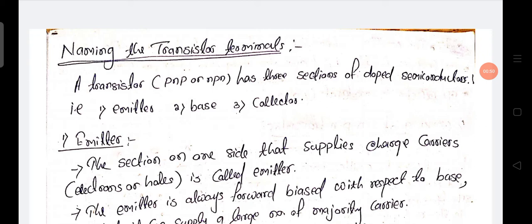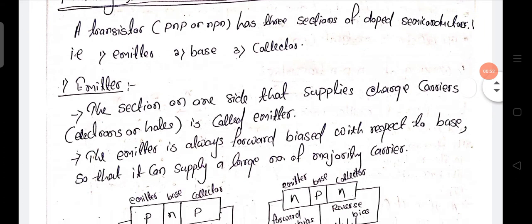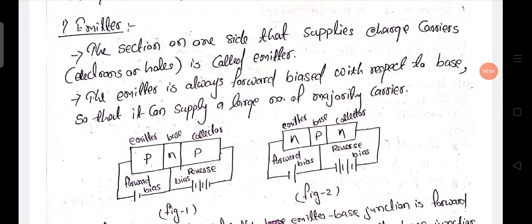Now see what the emitter terminal is. The emitter is the section on one side that supplies charge carriers. As the name suggests, it emits the charge carriers. The charge carrier may be a hole or an electron. The emitter is always forward biased because it emits the charge, whether it is an NPN or PNP transistor.